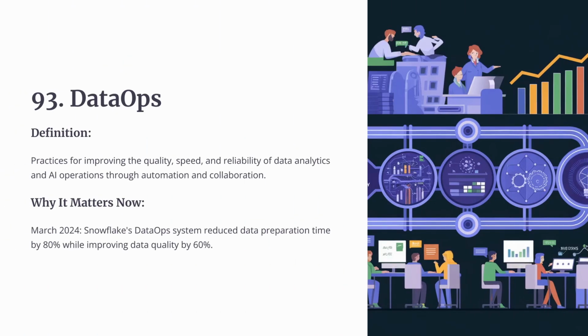Data ops refers to practices for improving the quality, speed, and reliability of data analytics and AI operations through automation and collaboration. Imagine having a perfectly organized kitchen where ingredients are always fresh and ready to use. Snowflake's system is like having a magical kitchen that preps all ingredients 80% faster while making sure they're 60% fresher. It's revolutionizing how we prepare data for AI to use.